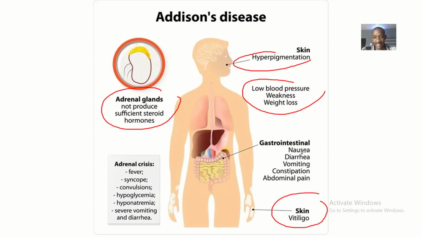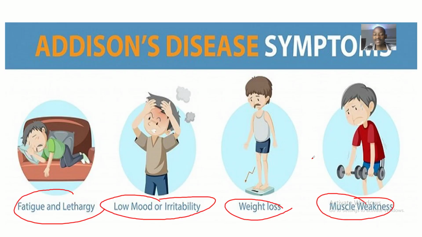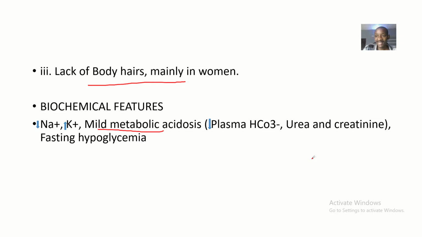You should note that in this there is diarrhea. So as you are passing out watery stools, you are losing a lot of what? Bicarbonate. So now acid will be built up. That's why we say there's mild metabolic acidosis.